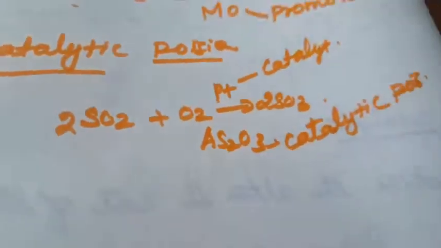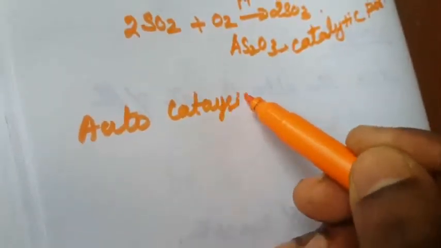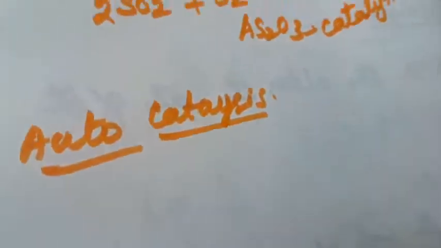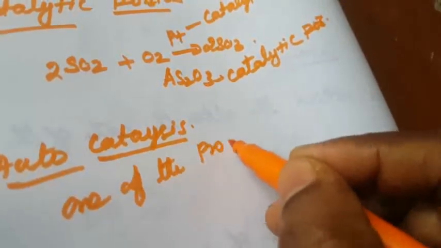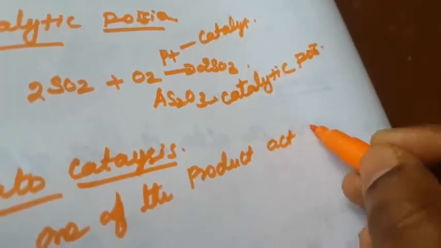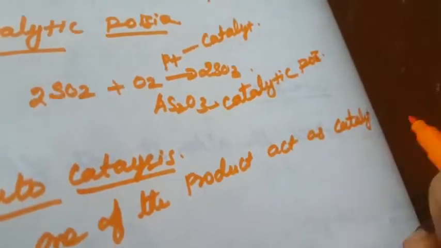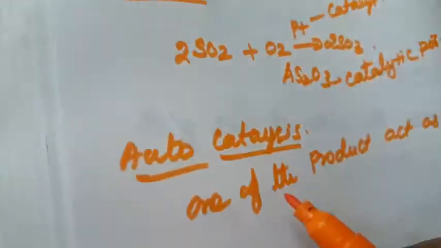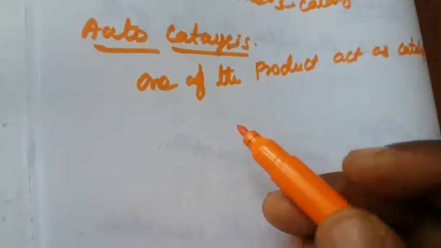So next one is autocatalysis. What is meant by autocatalysis? In certain reactions, one of the products can also act as the catalyst. One of the products acts as a catalyst. That is called autocatalysis. Auto means automatic. So in your reaction, the product will act as a catalyst.